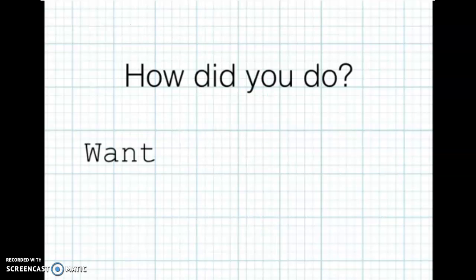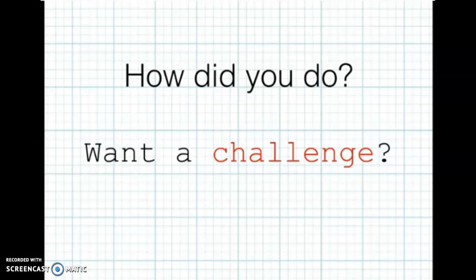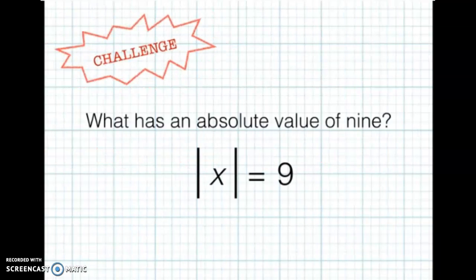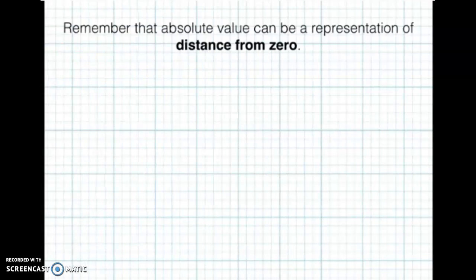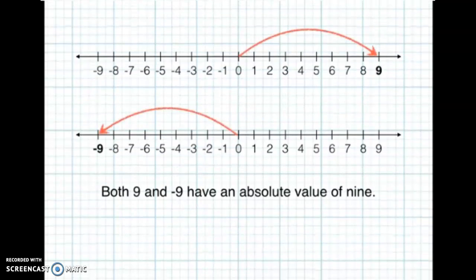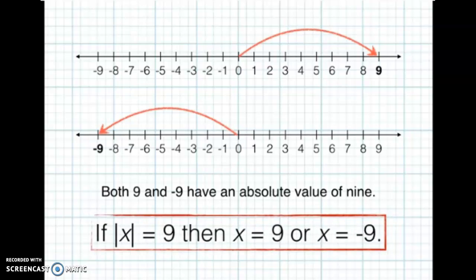How did you do? Want to try a challenge? What has an absolute value of 9? Think you know? Remember, absolute value can be a representation of distance from 0. Both 9 and negative 9 have an absolute value of 9. So, if the absolute value of x is equal to 9, then x is equal to 9, or x is equal to negative 9.